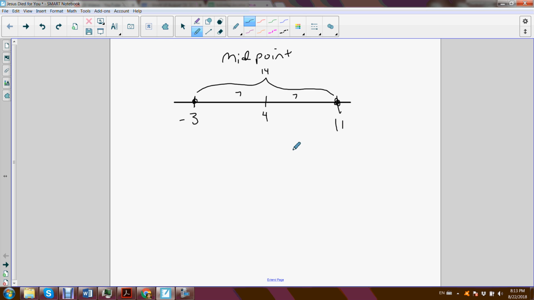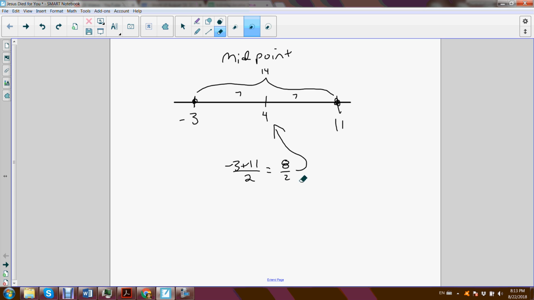Alternatively, we can just find the average of -3 and 11. -3 and 11 add up to, sorry, to 8. -3 plus 11 is 8, divided by 2 is, again, 4. My personal preference is just to think about it logically without a formula, but there is a nice, pretty formula.